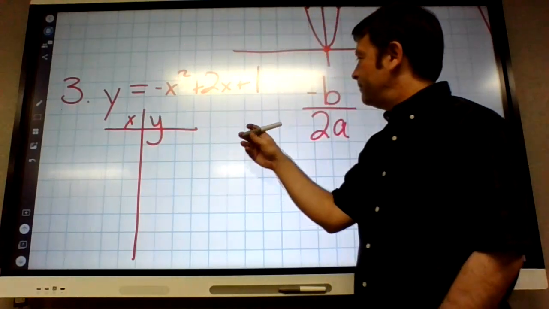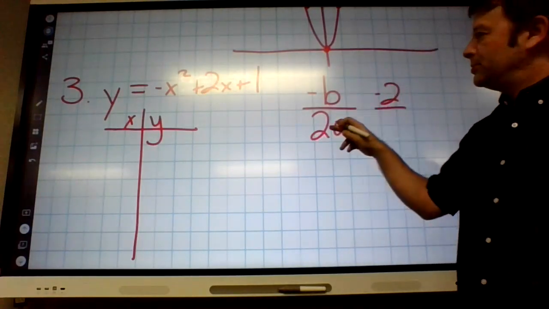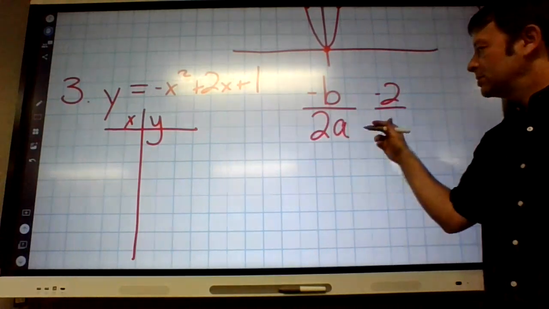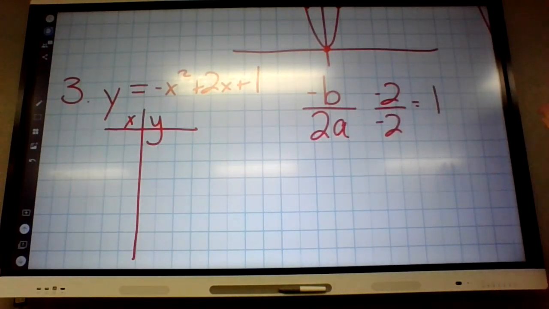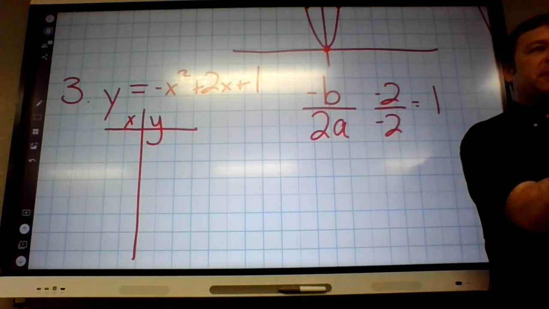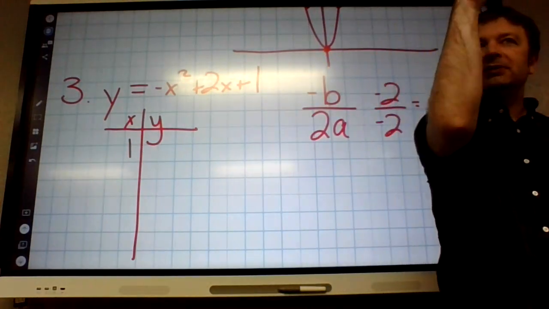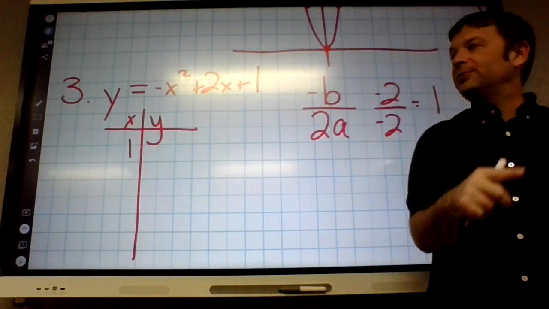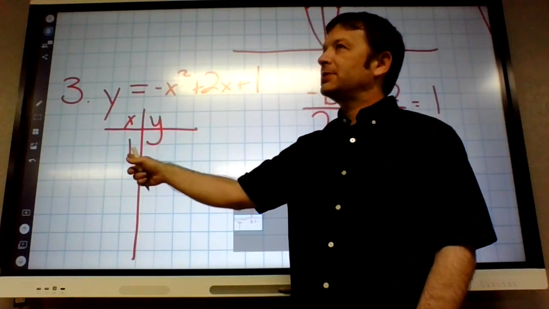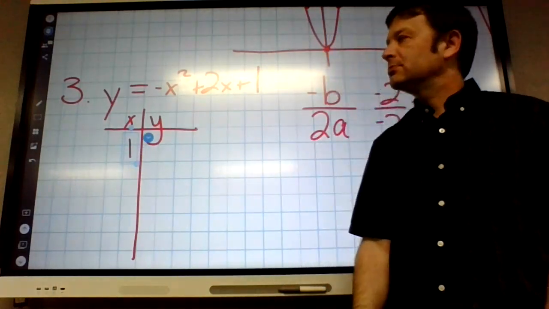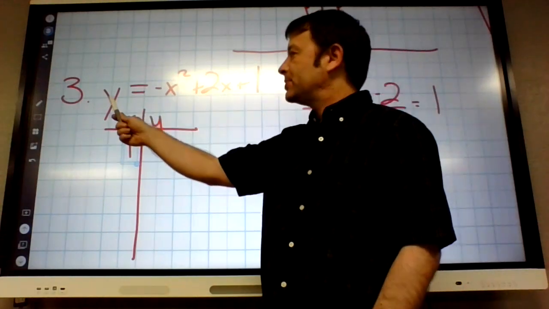So what's my negative b going to be? Negative 2, 2 times a, 2 times negative 1 is negative 2, and that's 1. Okay, x equals 1 is the middle of the graph. So that's the axis of symmetry, x equals 1, and it's also where the vertex is at. How do I find the y value that goes with the x value? Right, plug 1 in for the x, and then see what y equals in that case.